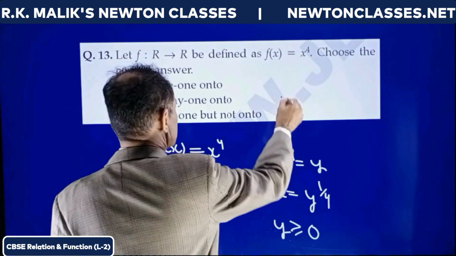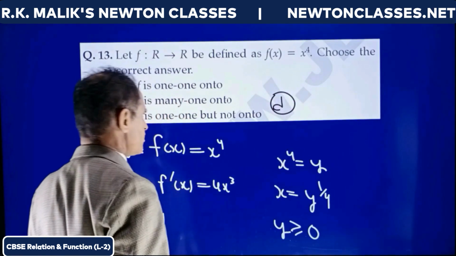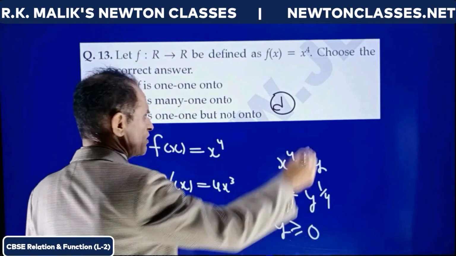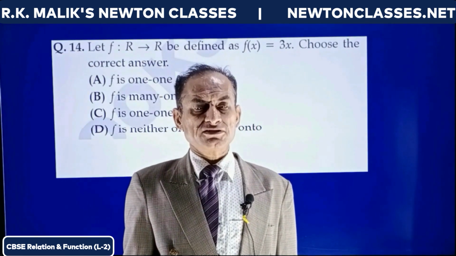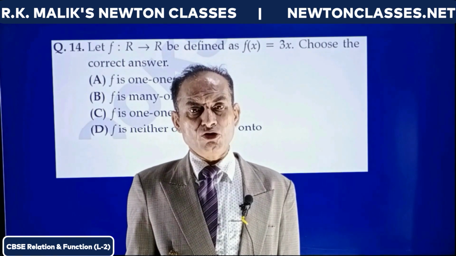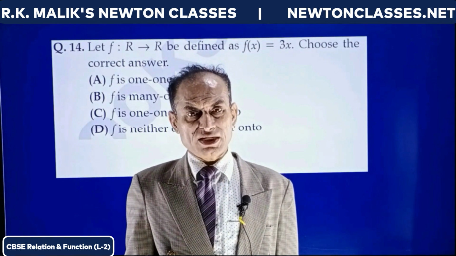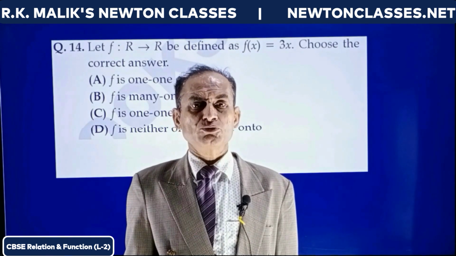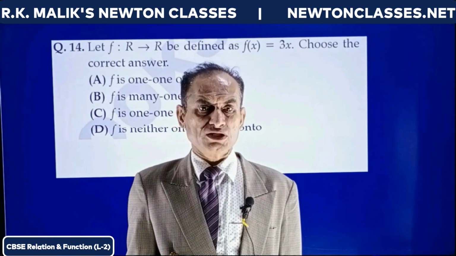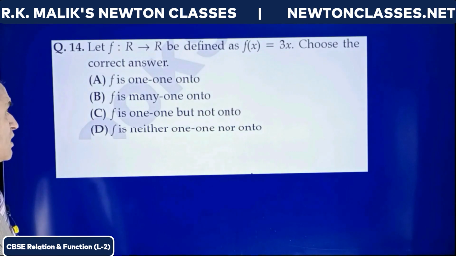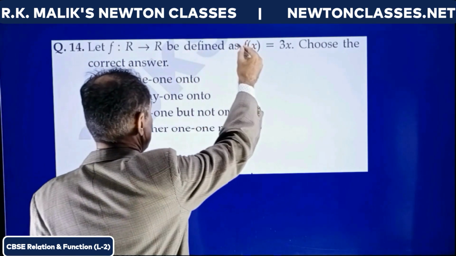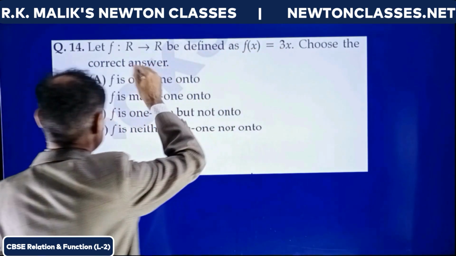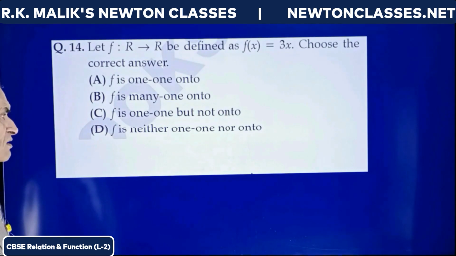Actually, by chance, I have missed the fourth choice, and the fourth choice must have been neither 1-1 nor onto. Actually, I have discussed many questions on 1-1 and onto nature of the function because I know that this type of questions are taken to be difficult by most of the students. And in this question again it is given that f takes R to R be defined as f(x) equal to 3x. Choose the correct answer. That is, we have to check the 1-1 and onto nature of the function.